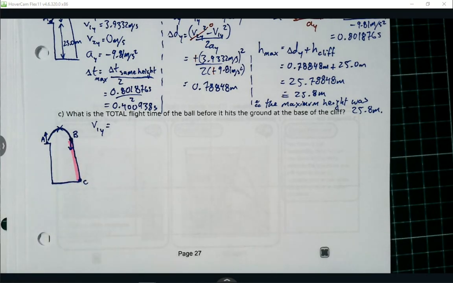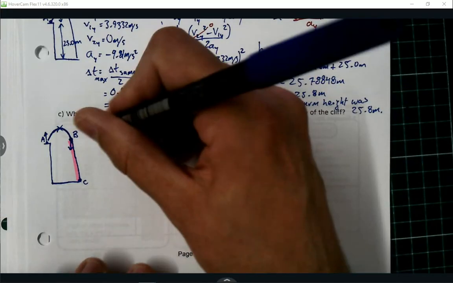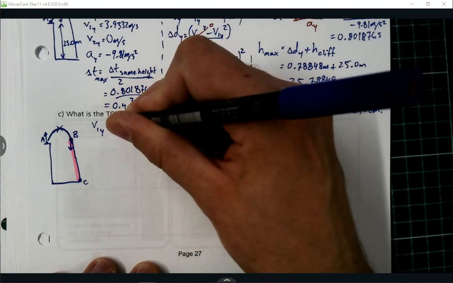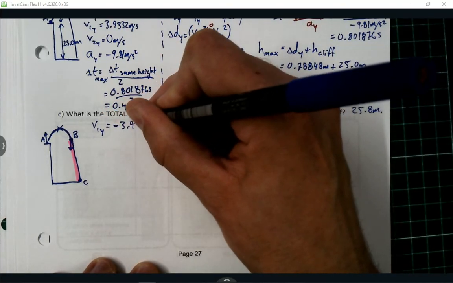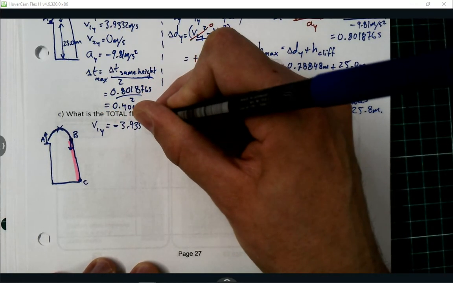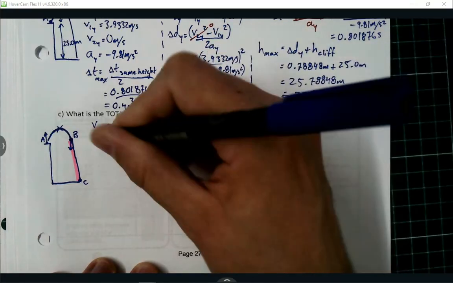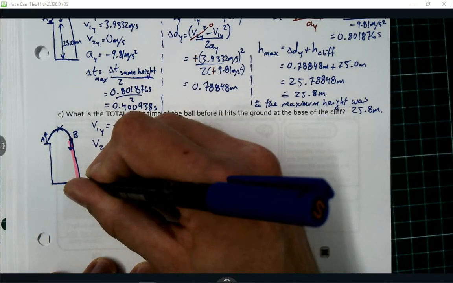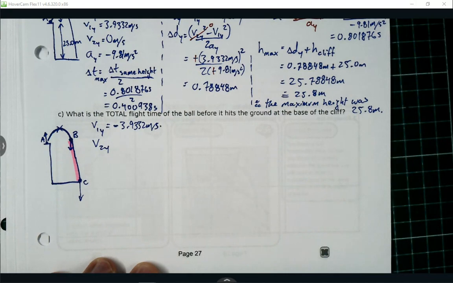So I'm going to make a claim, and this is a symmetry claim. The claim is that at point B it's going down, but just as fast as it was going up at point A. Okay? And that's a symmetry. Some people call it an anti-symmetry claim, but that's what it is. Okay? So V1y is going to be negative 3.9332 meters per second. V2y, and when I say V2y, I mean at position C.